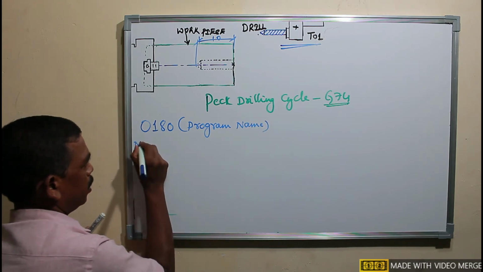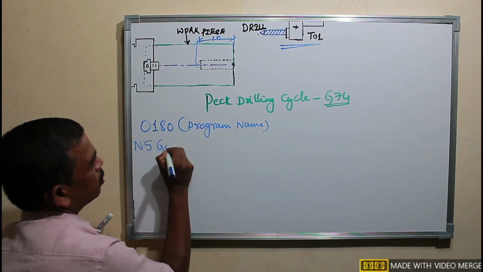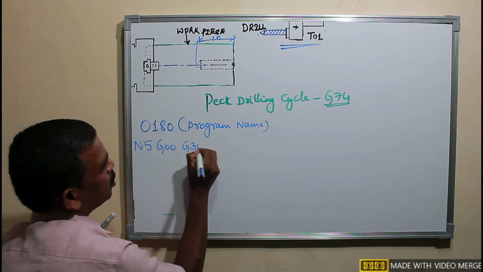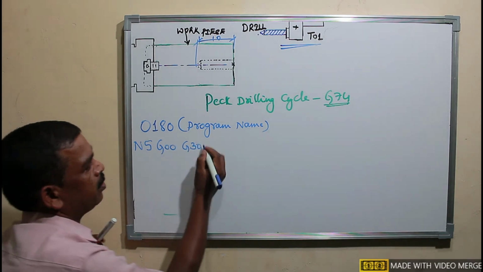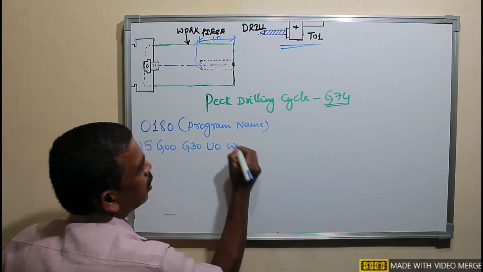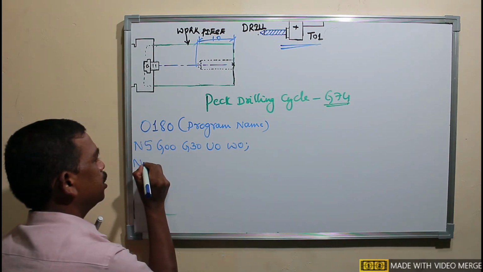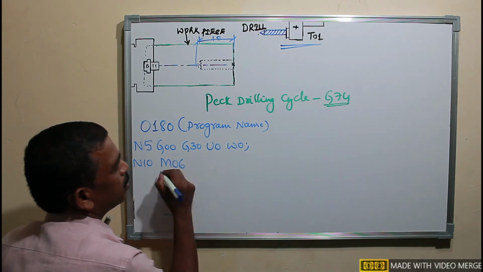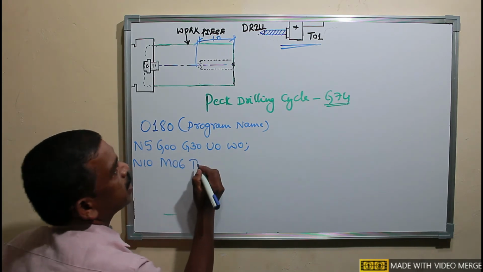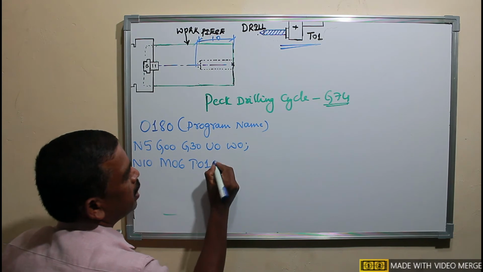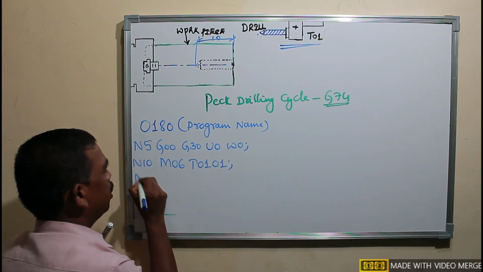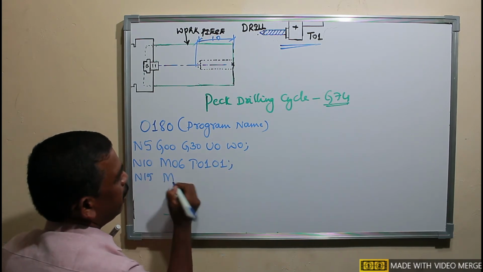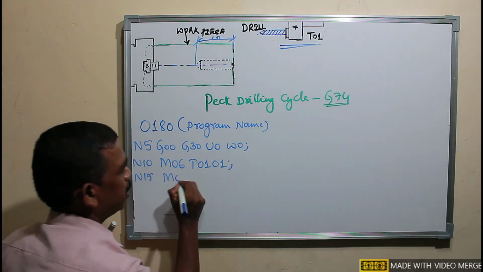And then sequence number. So I will send this to its home position. It may be G30 or G28, U0, W0 end of block. So N10, and I will select the tool. Tool number here is 1 and offset number is 1.